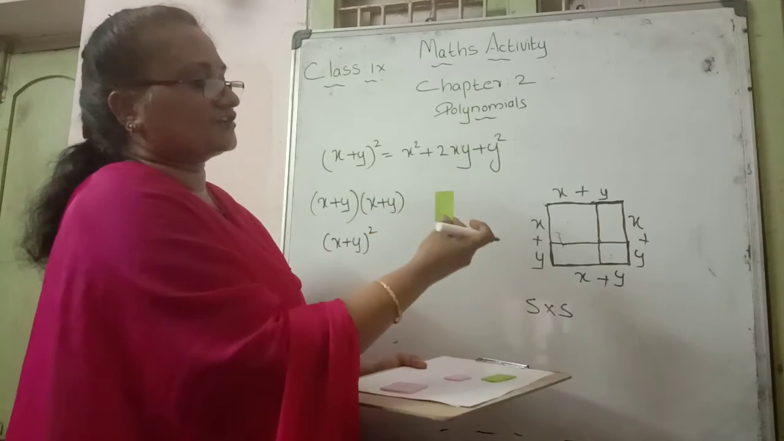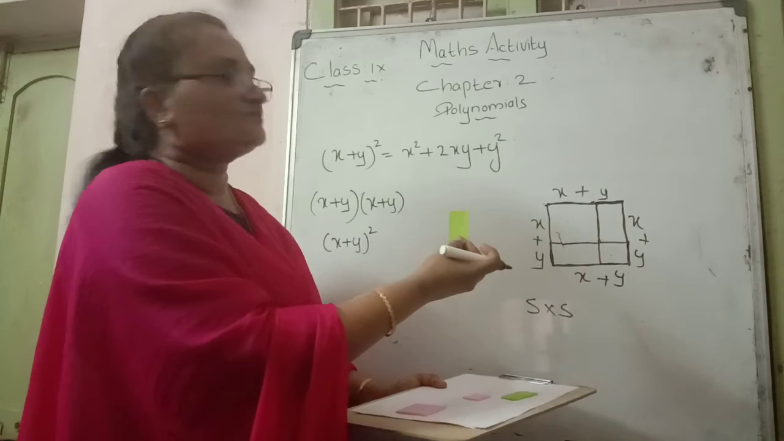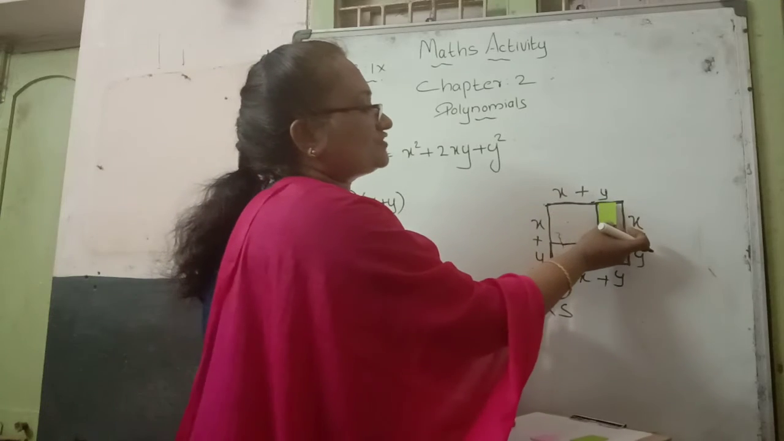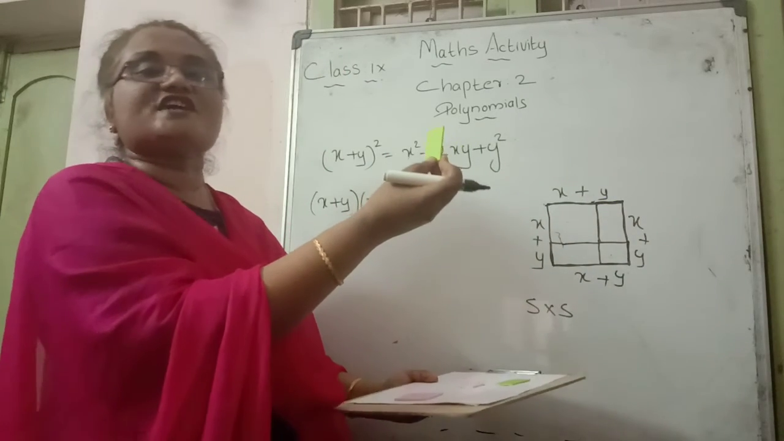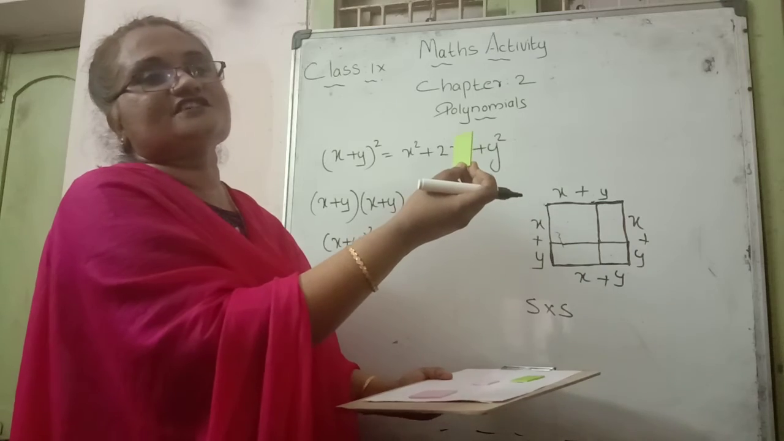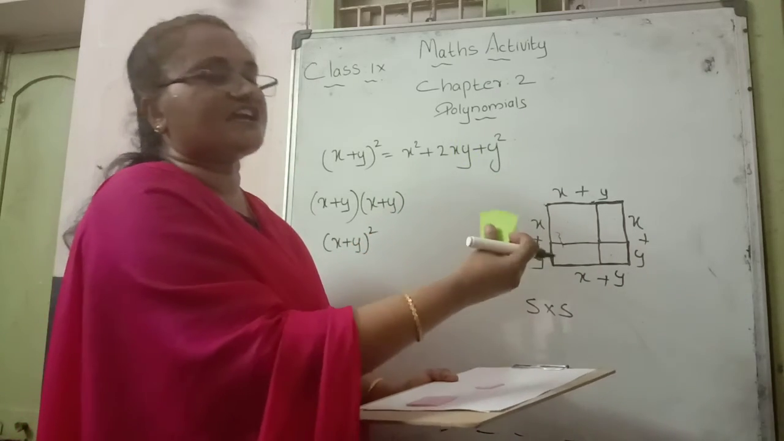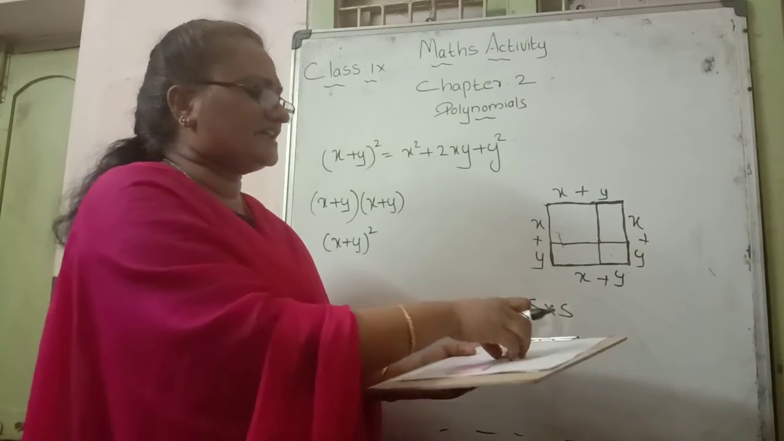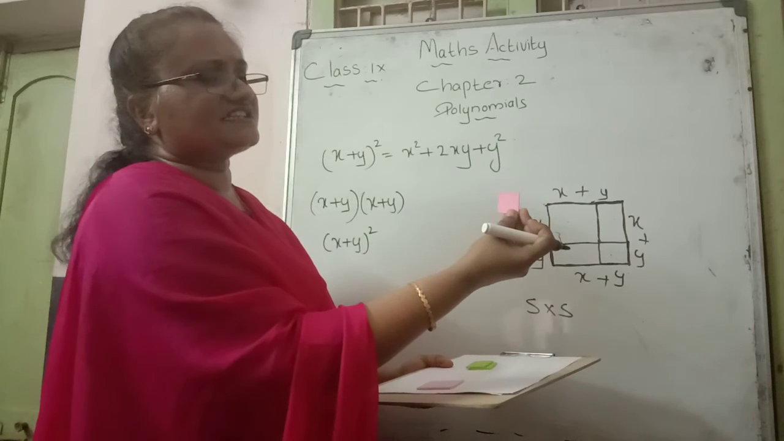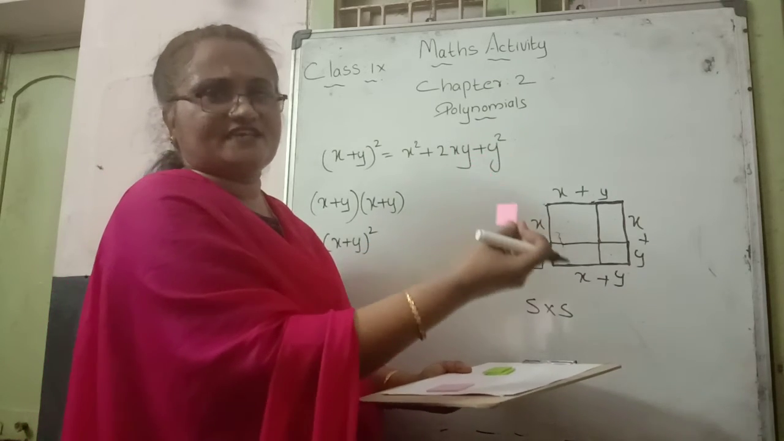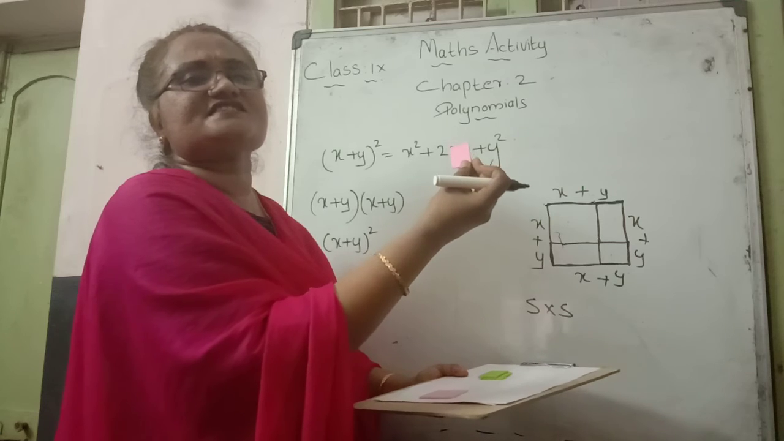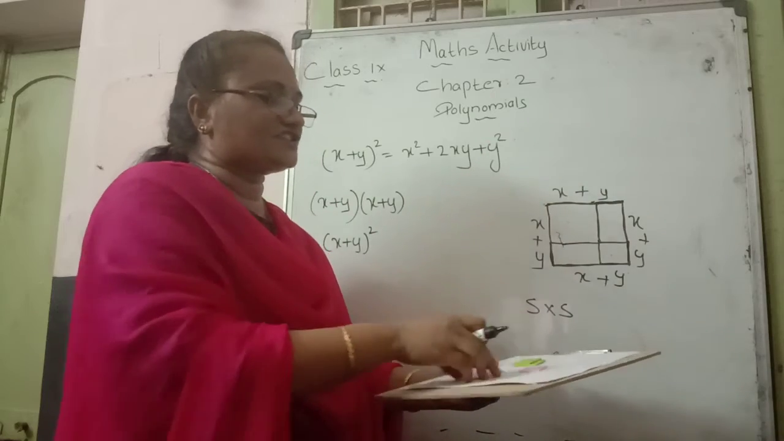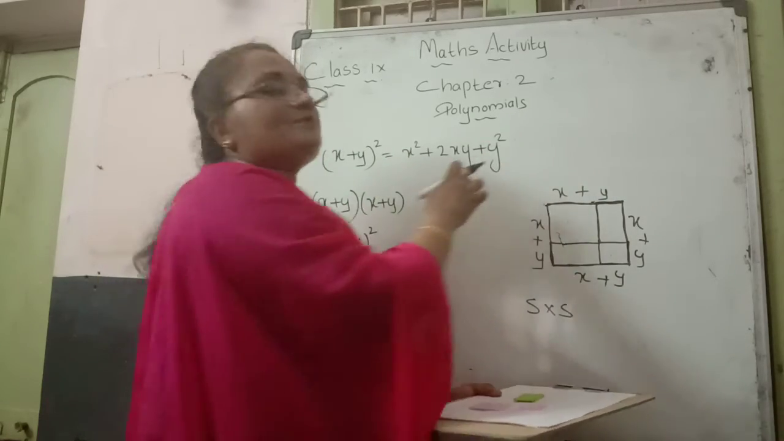Next, the length of this rectangle we consider as x, and the breadth of the rectangle we consider as y. So the area of the rectangle is x into y. How many such rectangles are there? Two. That's why we get 2xy. Then for the small square, we consider its side as y. The area of the small square is side into side, y into y, which is y square.